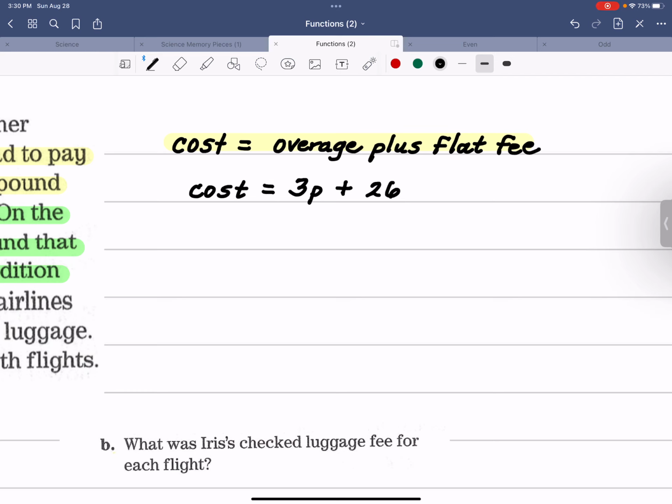So this is in slope-intercept form. Actually, instead of using the word cost, I'm just going to use the letter C. So the cost is $3 a pound plus $26 flat fee. Then I have that same situation for the second airline. We have an overage fee if your bags are too heavy, plus a flat fee.